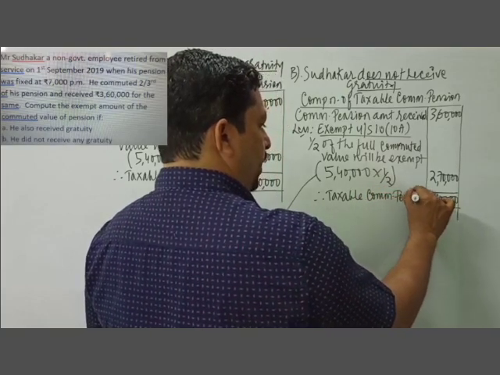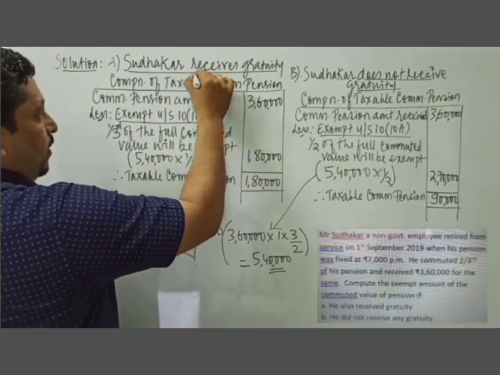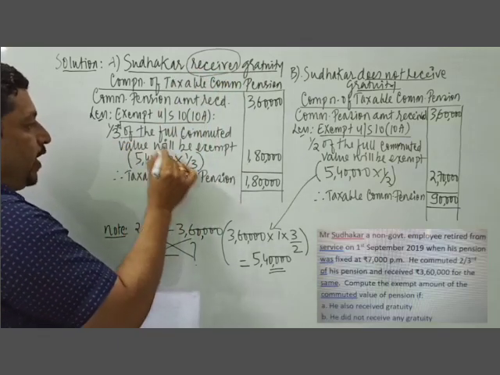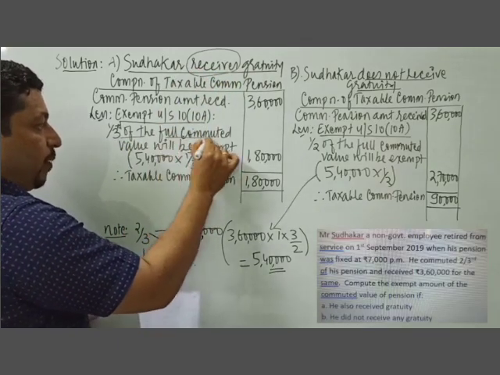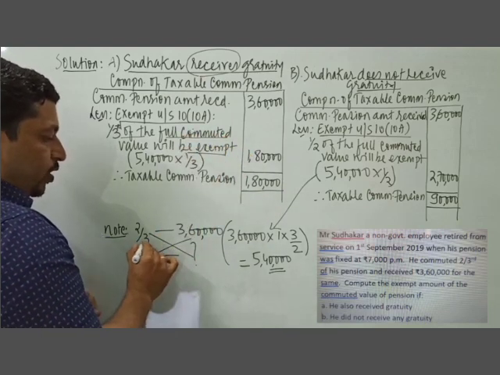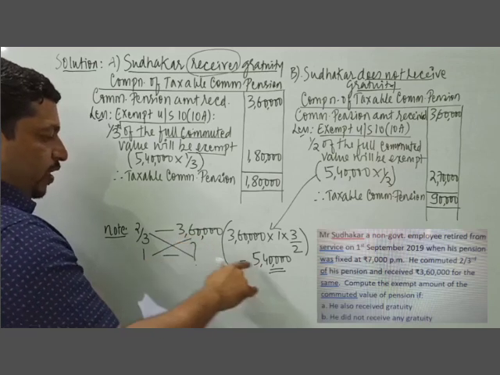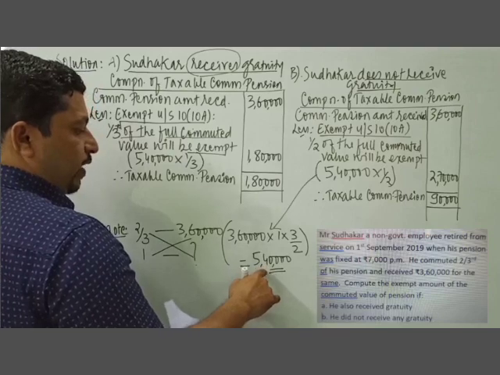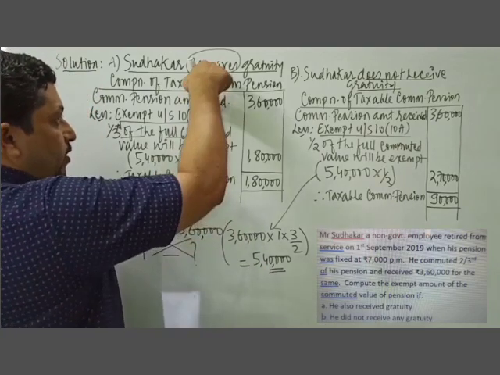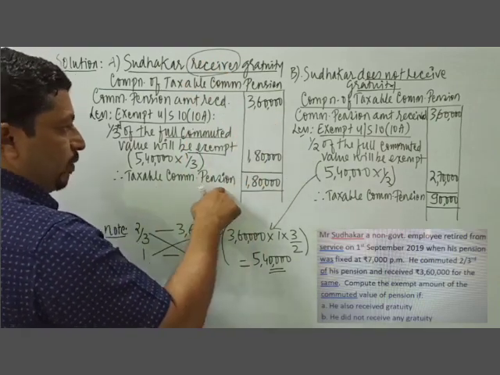So let's understand that when the non-government employee receives gratuity, 1/3 of full commuted value is exempt. How do you calculate full commuted value? He is commuting 2/3, receiving 3,60,000. So 1 represents full is how much? So when you calculate, full commuted value is 5,40,000. So 1/3 of that 5,40,000 will be exempt because he receives gratuity. So only 1,80,000 is exempt and remaining 1,80,000 will be taxable.